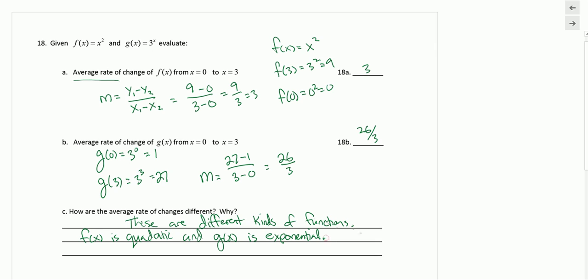And then we can also make a comparison. The average rate of change for g of x is greater than the average rate of change for f of x when x is 0 to x is 3.